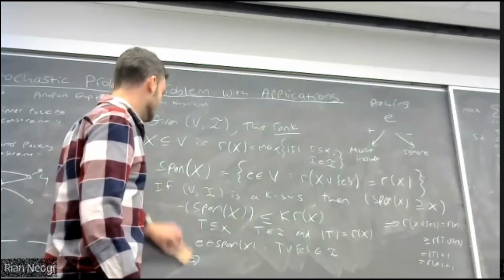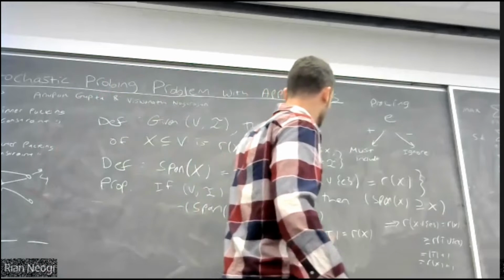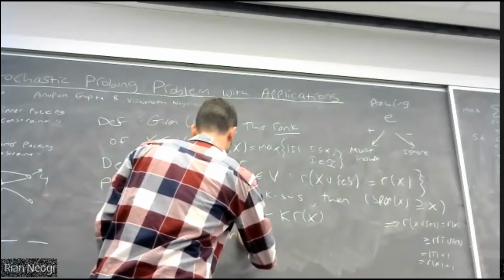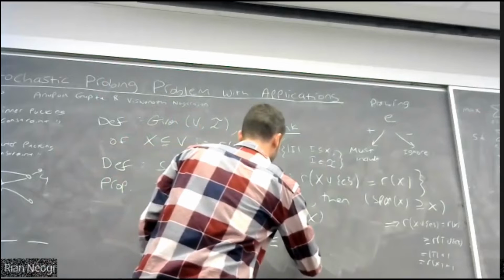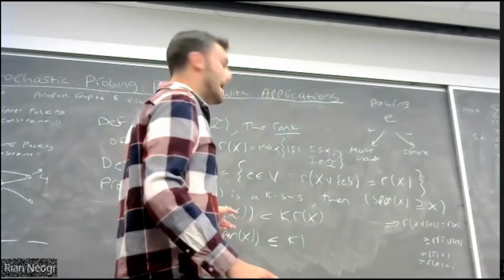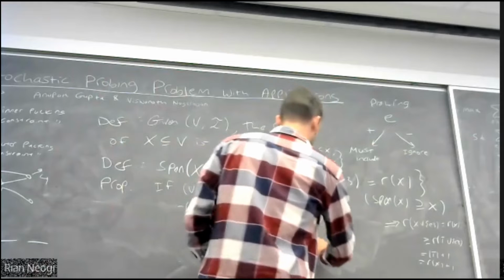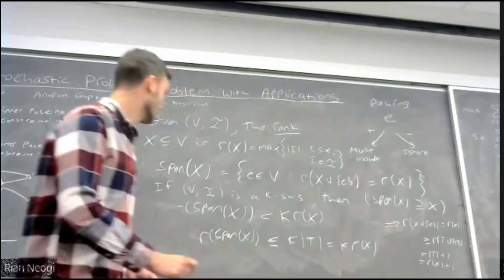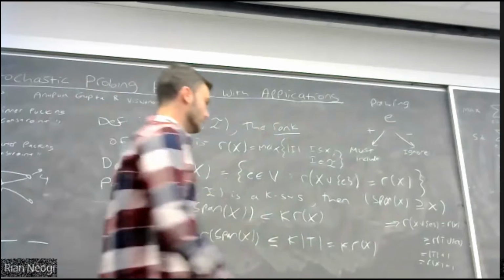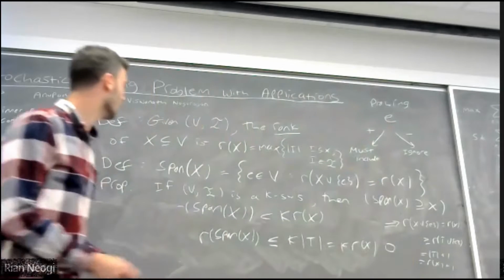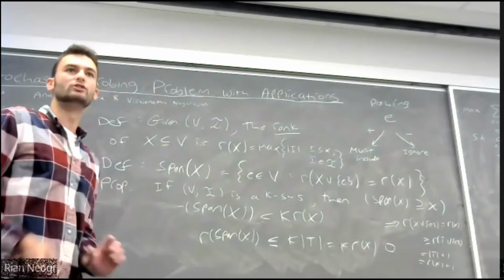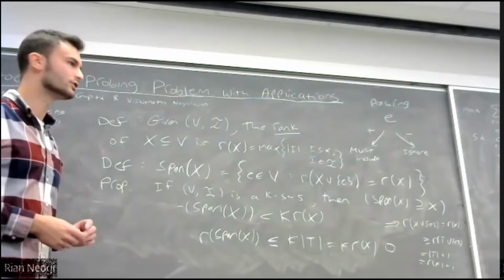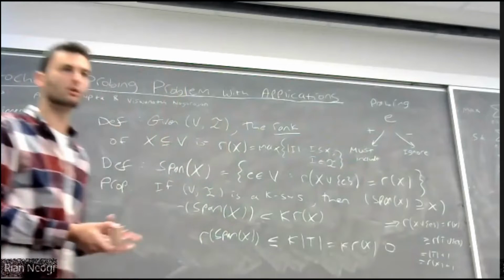But then we just use the definition of a K system to say that the rank of the span of X is at most K times the size of any maximal independent subset. Let's take T, but this is just K times the rank of X by our choice of T. So we get the end of the proof of the claim here. This is a result that we'll use in the proof of the next stage. Any questions about these definitions or this proof?